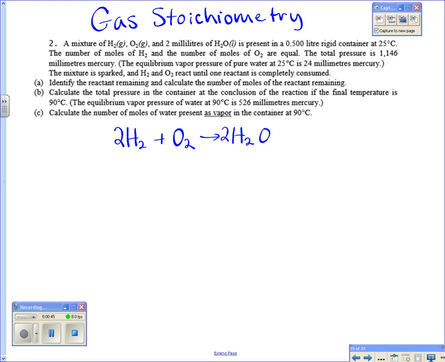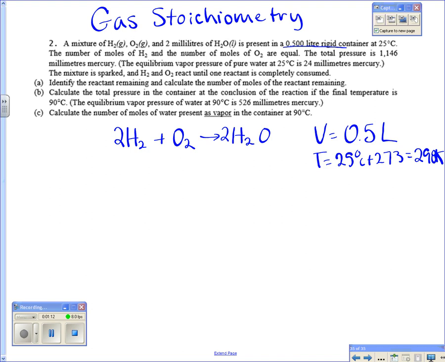And then the next thing it tells me is that it's rigid, so I know the volume is constant. So the volume throughout everything that we do is going to be 0.5. It also tells me that I originally start at a temperature of 25 Celsius, but again, we always have to correct to Kelvin, and so we're at 298 Kelvin.